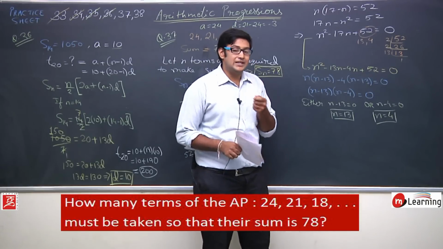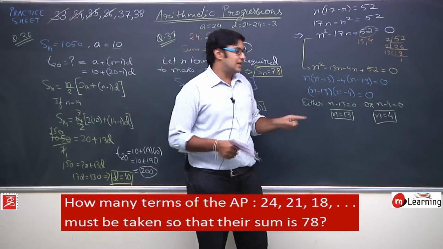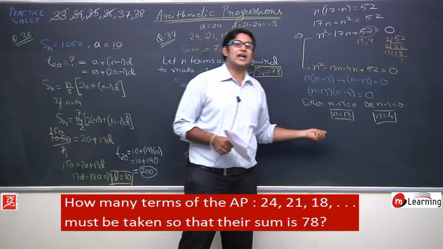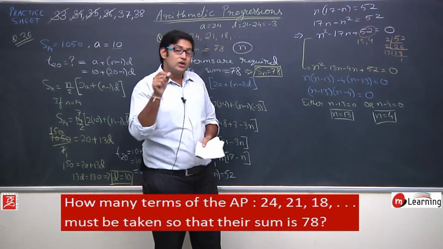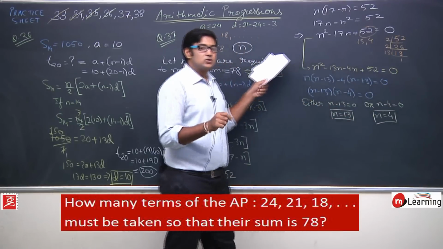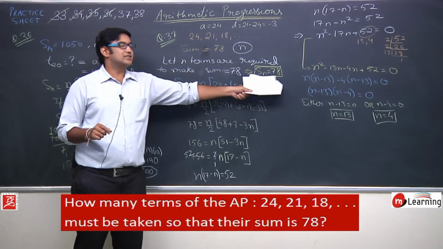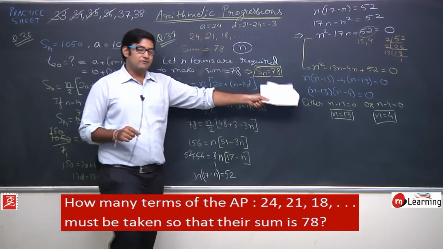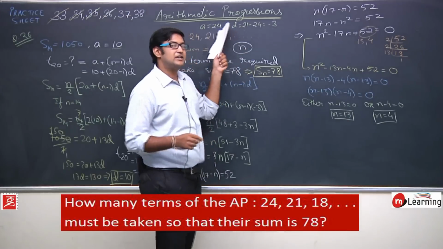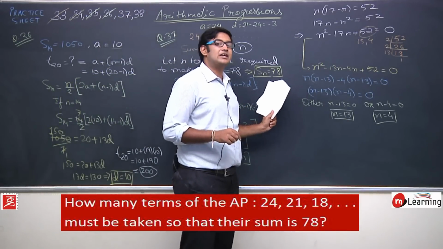So it means that n equals 4 is also valid, as well as n equals 13 is also valid for this calculation. Now, if n equals 4 is valid, then if I add 4 terms of this arrangement, I will get a sum of 78. And if n equals 13 is valid, it means that if I add 13 terms of this arrangement, I will again get the sum as 78.